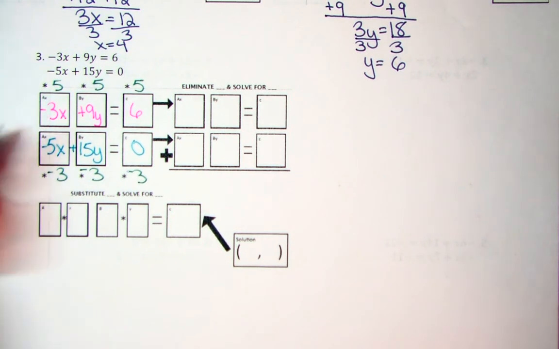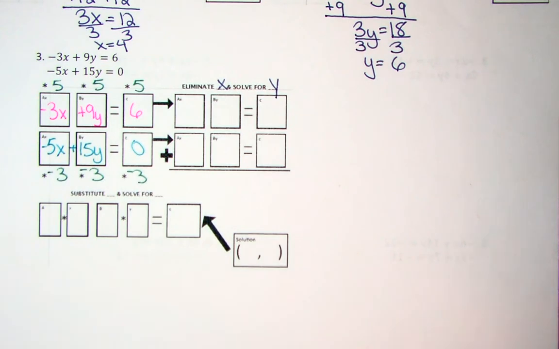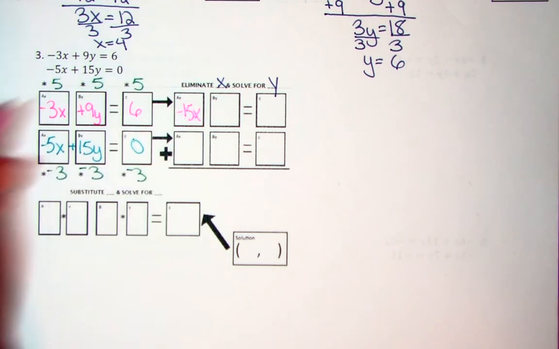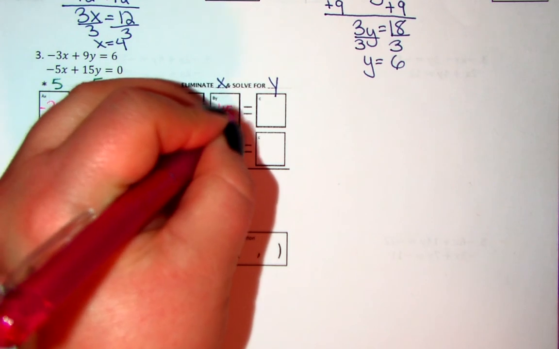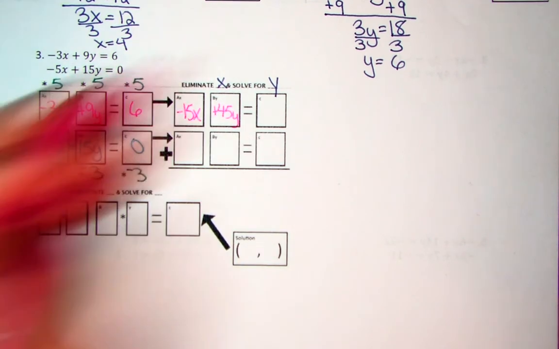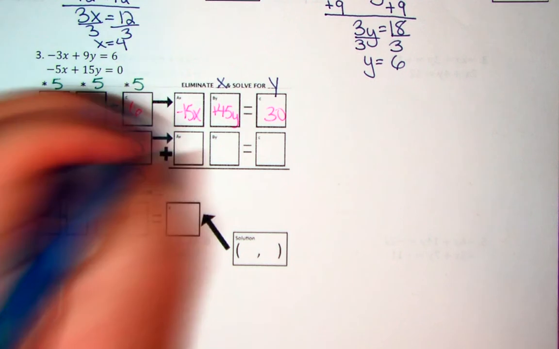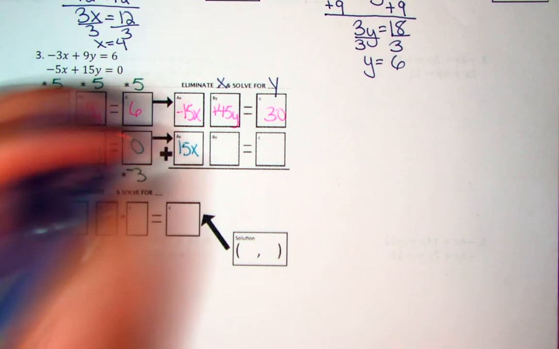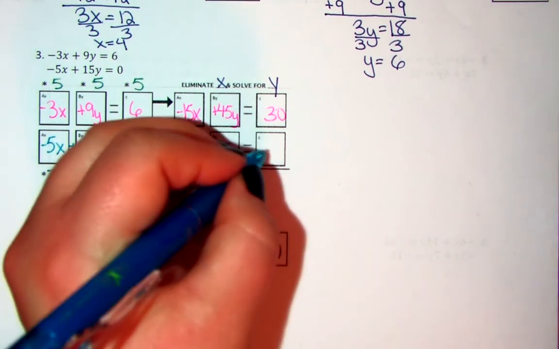So our goal here was to eliminate our x's to solve for our y's. Let's see what happens. 5 times negative 3x gives me negative 15x. 5 times 9y gives me positive 45y. 5 times 6 gives me 30. For the bottom equation, negative 5x times negative 3 gives me positive 15x. 15y times negative 3 gives me negative 45y. And 0 times negative 3 gives me 0.